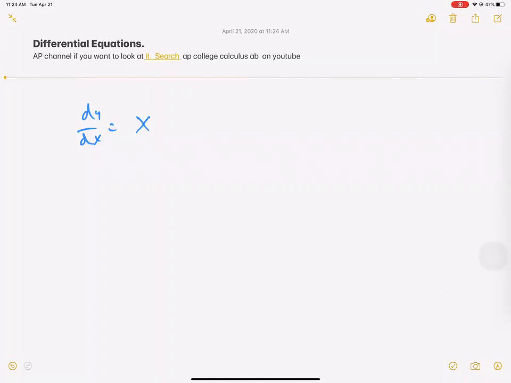Let me define this a different way. f prime of x, which is the derivative, is x. For us, that's our slope. If I say, find regular f, go back and take the integral. Take the integral of x dx. Okay, going backwards. This will give us x squared over 2 plus c.